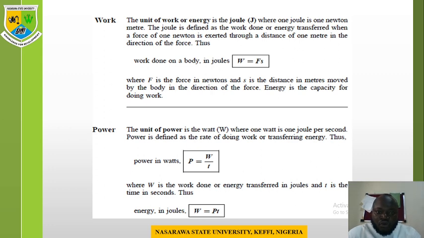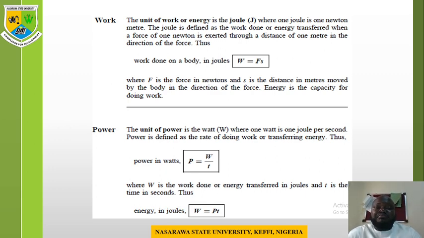Thus, the unit of work done on a body is joule. Work done is equal to force times distance, W = F × S, where F is the force in Newton and S is the distance in meter moved by the body in the direction of the force. Energy is the capacity for doing work.